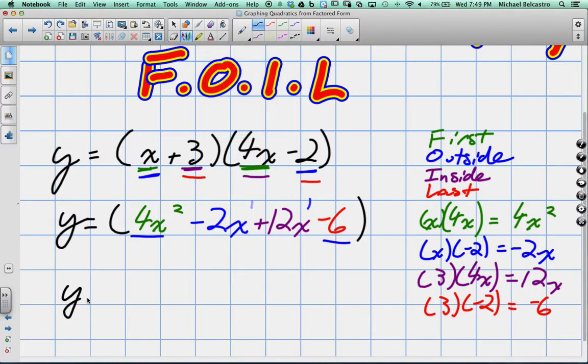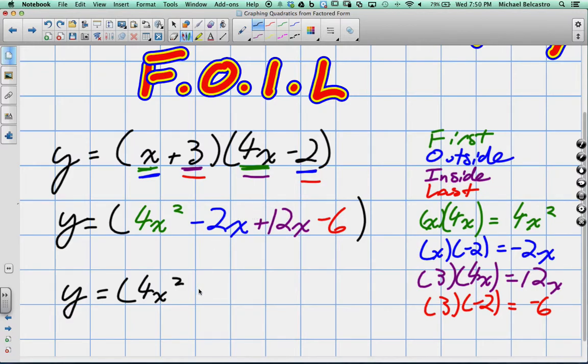So we're going to get y is equal to 4x squared. And what would -2x plus 12x be? Do you know? Think of it like -2 plus 12. So we're taking 2 away from the number 12 in this case.